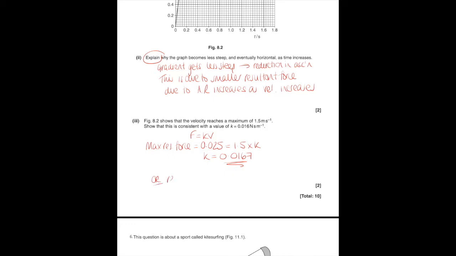You could do the reverse argument. So what you could do is F is equal to 0.016 multiplied by 1.5, which would then give you a value of F, as long as you then compare it to the answer from part 2. So going in reverse is absolutely fine, as long as you compare it with the answer for F that you got in part 2.